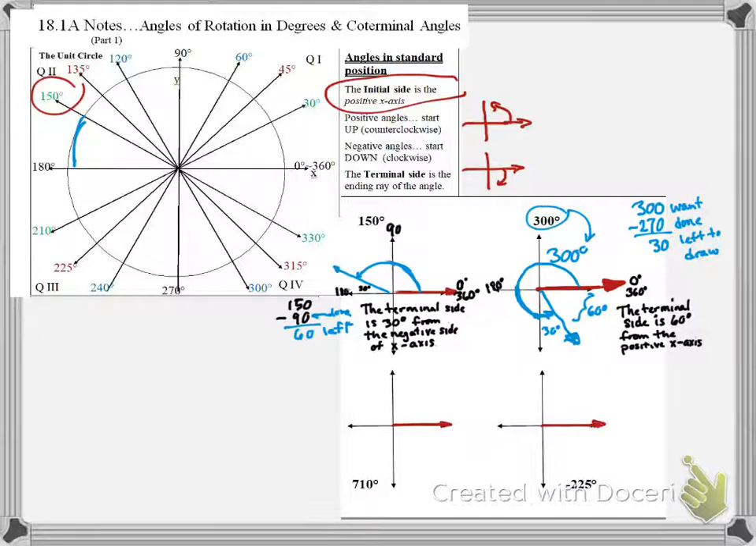Next one we want to do is 710. For the ones that we already did, 150 degrees, we found it. 300 degrees, we found it. We're now trying to say, what about 710 degrees? That's more than a full circle. So I'm going to start at my initial ray, on the positive part of the x-axis. Think about 0 degrees, 180 degrees, 360 degrees. But we're going to have to go past that.